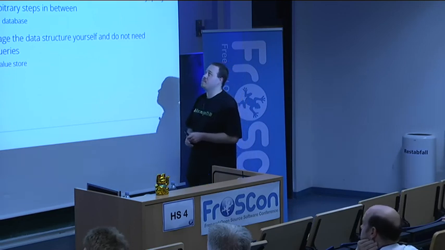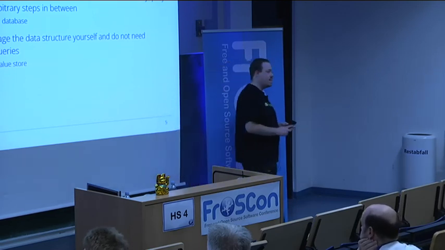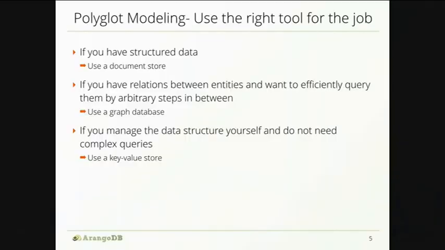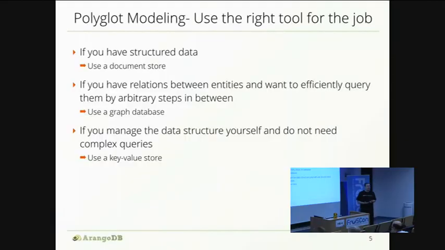But now let's talk about polyglot modeling. The idea of polyglot modeling, or polyglot persistence, is to use the right tool for your job. So you take a look at your application, what data you want to store, and then you pick the database that can natively store your data format. So if you have structured data like a JSON object, then you should probably use the document store, because you just fire your JSON object to the document store, it stores it, and no transformation has to be done, neither on your side nor on the database side.